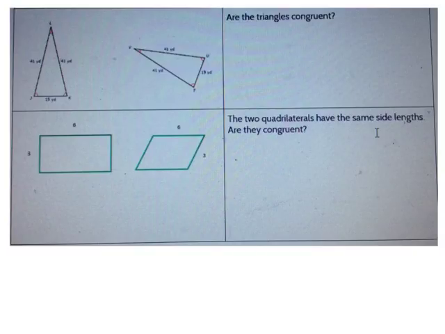Now let's see if we can identify two shapes as congruent. Are these triangles congruent? Yes. They have the same side lengths and the same angle measures. These two quadrilaterals have the same side lengths of 6 and 3. Are they congruent? No. They don't have the same angles, they're not the same shape, even if the side lengths are the same.